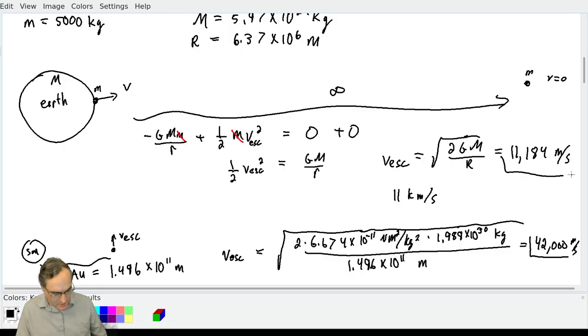Okay, so those are a couple examples. I'm going to stop there, and that's going to be it for escape velocity. There are black holes coming up next, so make sure you watch that video.